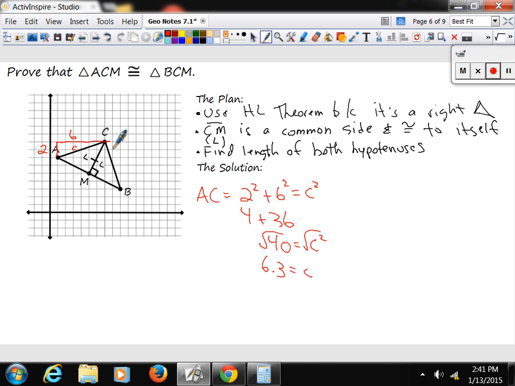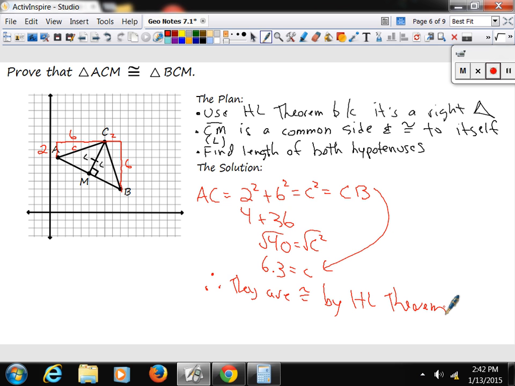To get CB, I go over 2 and I go down 1, 2, 3, 4, 5, 6. What does that tell me about the two triangles? They're both 2 and 6, right? So this is also going to be 6.3 for CB, and they're both 6.3. So therefore, they are congruent by HL theorem. So they're both, this would be an H, this would be an H, and you would have the HL theorem showing that they're both congruent.